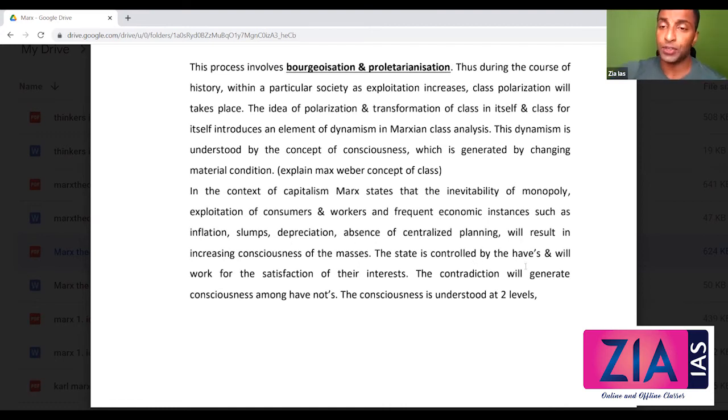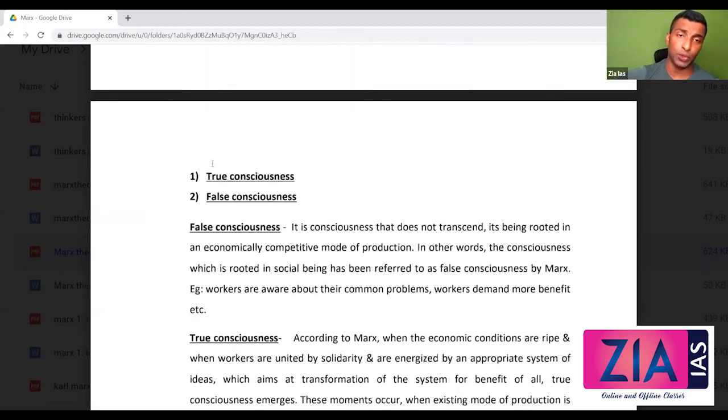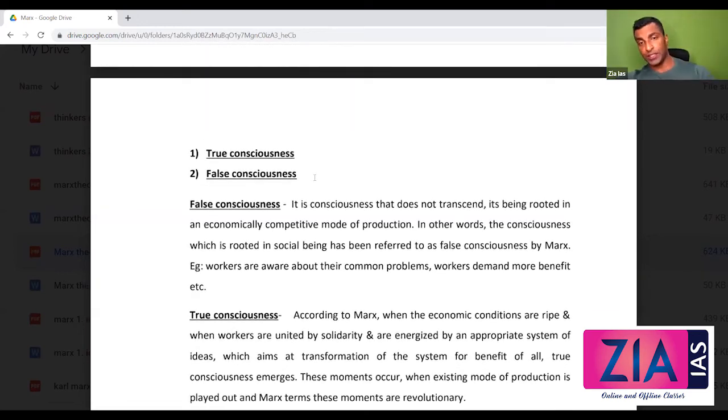The state is controlled by the haves and will work for the satisfaction of their interest. So, everything is actually controlled by the haves. That is what Marx is talking about, whether it is religion or family or state or politics or anything. He talks about parliament as an executive committee of the bourgeois. They make laws for themselves. Constitution is the document of the bourgeois. Religion is the opium of the masses. The contradiction will generate consciousness among have-nots, and the consciousness can be true consciousness and false consciousness.